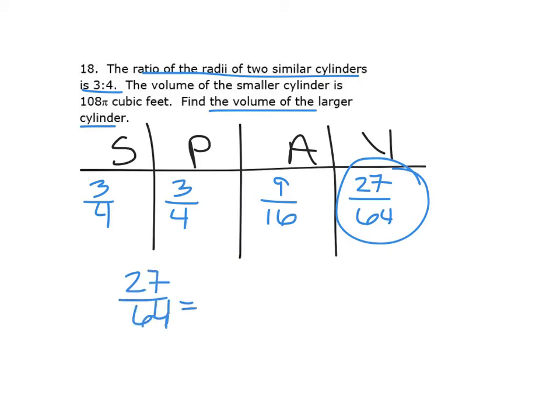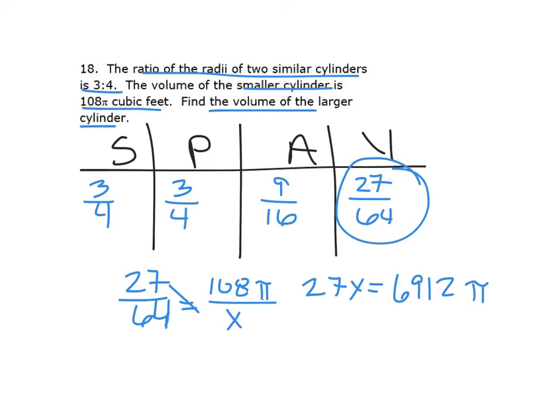The volume that we know is for the smaller, so it's going to be 108 pi, and we're looking for x. Now, I'm going to advise you to go ahead and set the pi aside and just attach it at the end when you're done. So when you cross multiply, you're going to get 27x is equal to 6,912. My pi is still there.